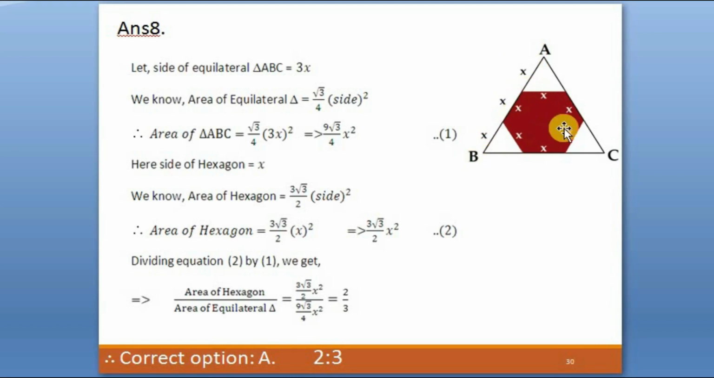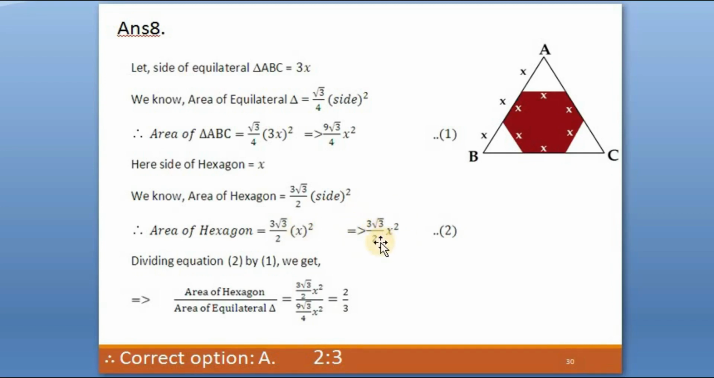Now the area of the equilateral triangle is root 3/4 side square. So this is the formula, and here the side is 3x actually. So the area of triangle ABC is equal to root 3/4 (3x) whole square. So this comes out as 9 root 3/4 x square, equation 1. Here the side of the hexagon is equal to x, so the area of the hexagon comes out using the formula 3 root 3 by 2 side square. So the side is x, and by putting the value of x, we will get the value as 3 root 3 by 2 x square, equation 2.